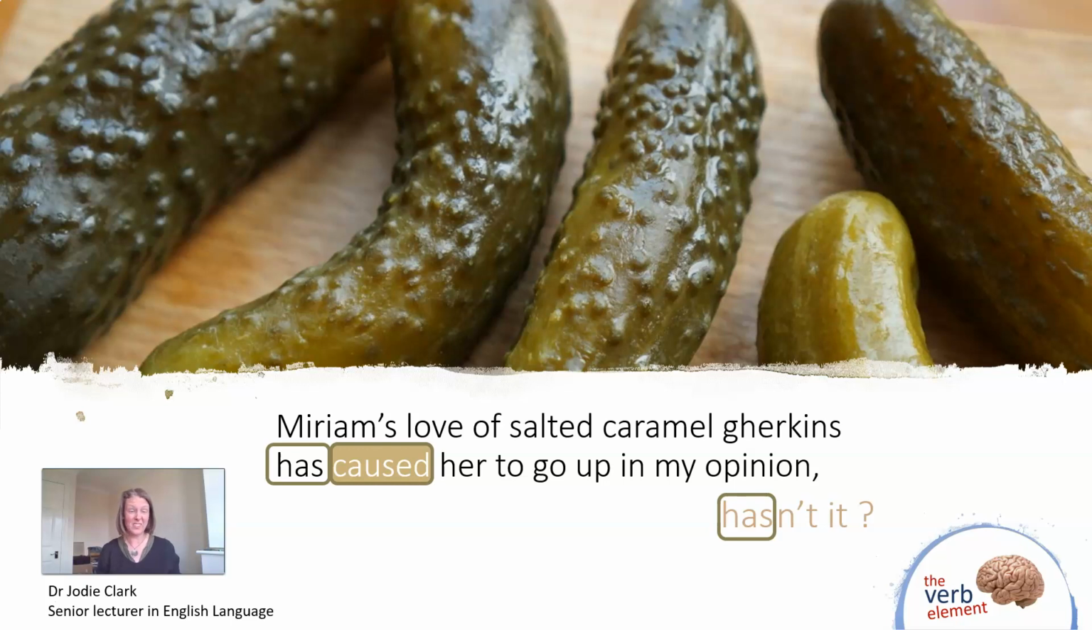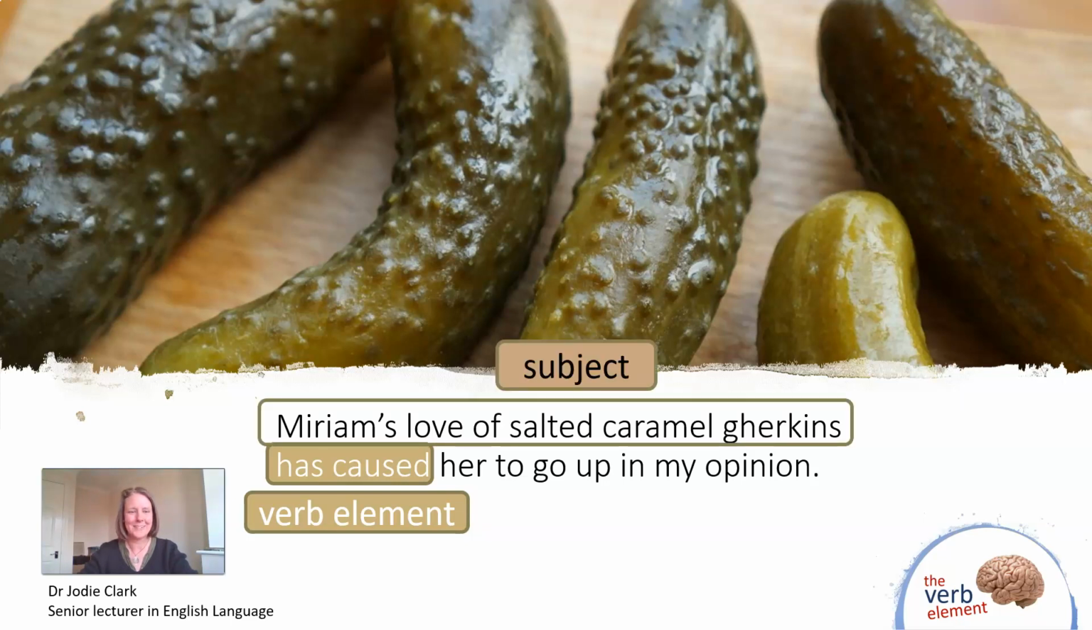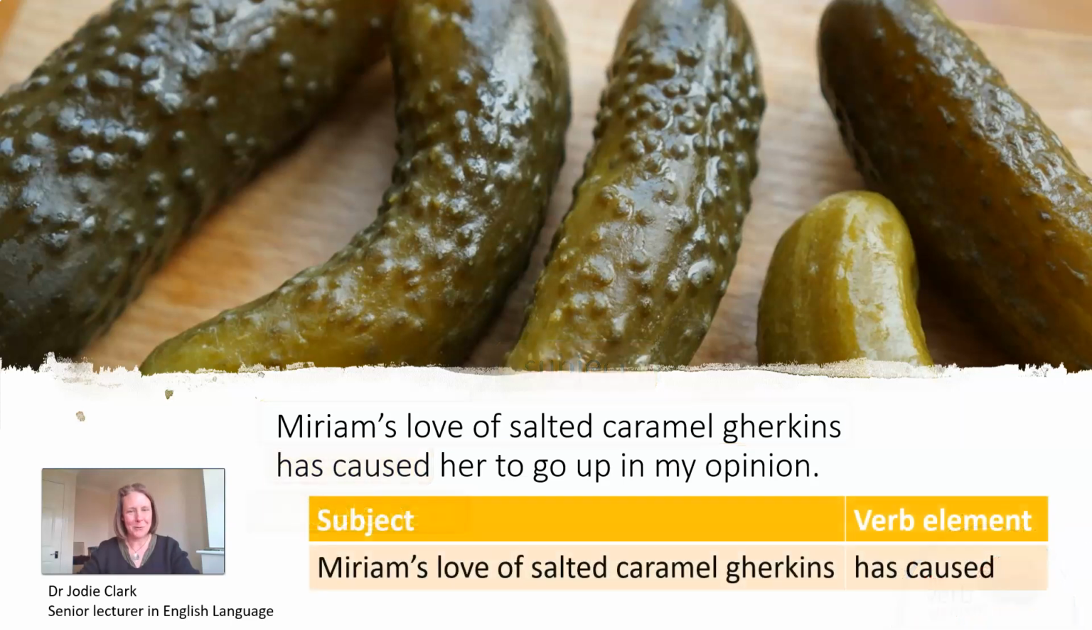And is it a verb? Well, it seems like it's a verb. It's got an ed at the end of it. And you could say it causes, I've caused, you are causing. Feels like a verb. Okay, so that's our lexical verb. I stop. My verb element is has caused. And we can add the subject to that, which is Miriam's love of salted caramel gherkins. And we've got both elements of the clause. Miriam's love of salted caramel gherkins is the subject, and the verb element is has caused.